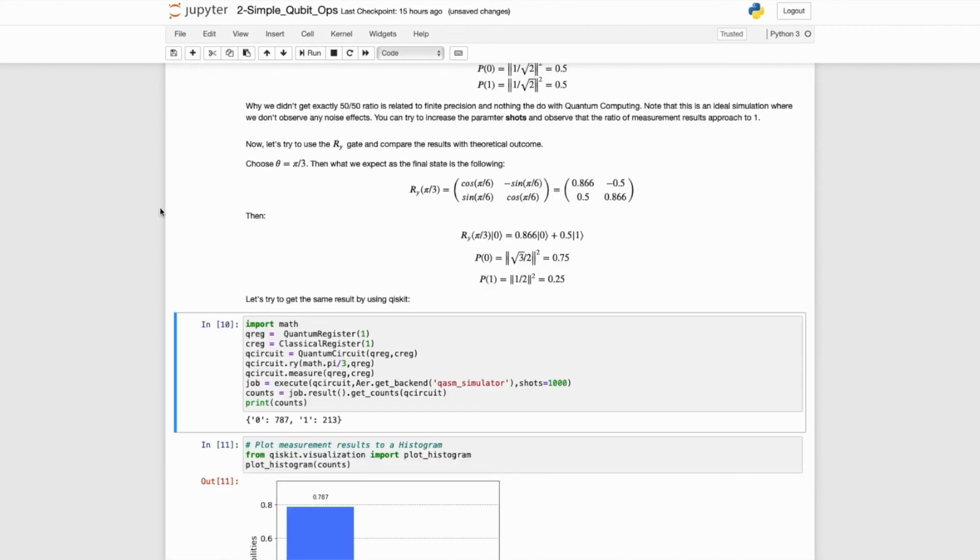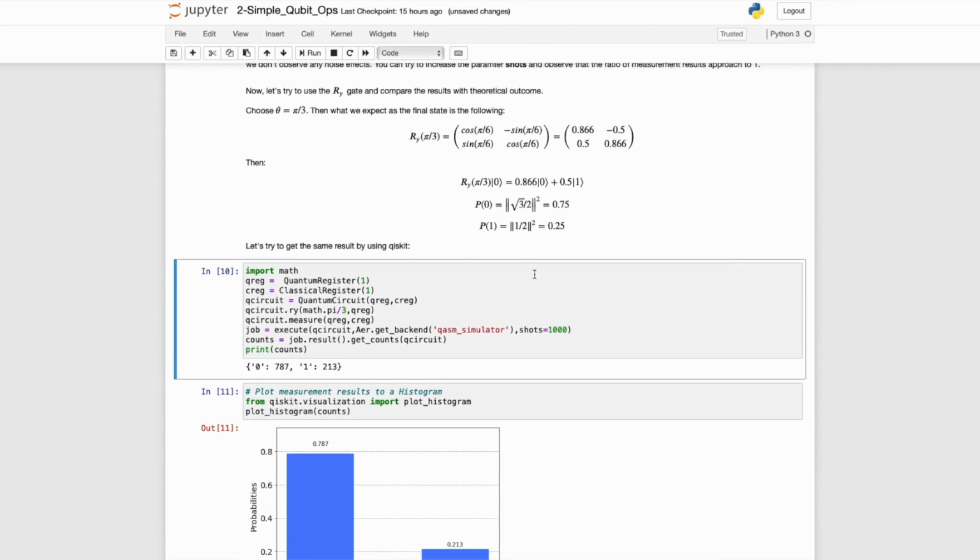So let's try another gate. In this case, we will be using the RY gate, and we choose theta, the rotation angle, to be pi over 3, making 60 degrees. We will take the 0 state and rotate it by 60 degrees. So in this case, we obtain this state. And if we have a look at the probabilities, the probability of getting the 0 state is now 0.75, and getting the 1 state is 0.25.